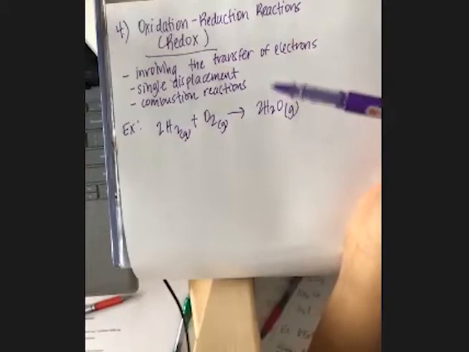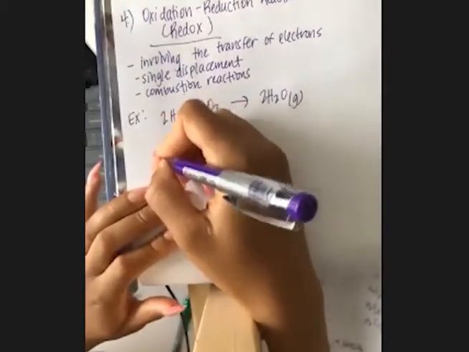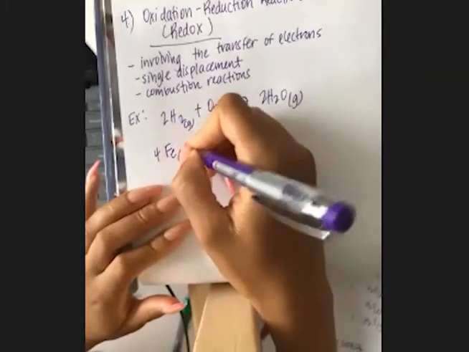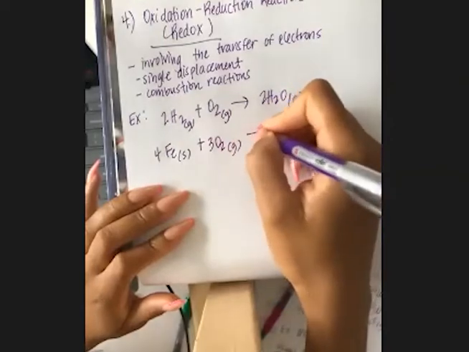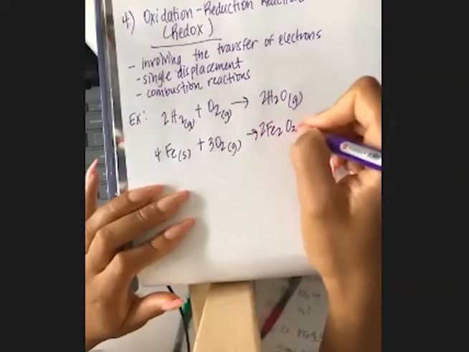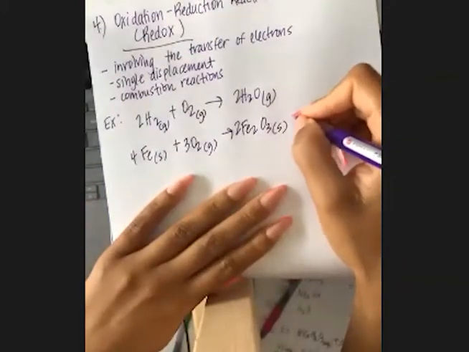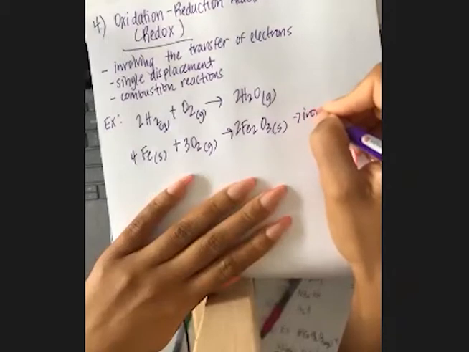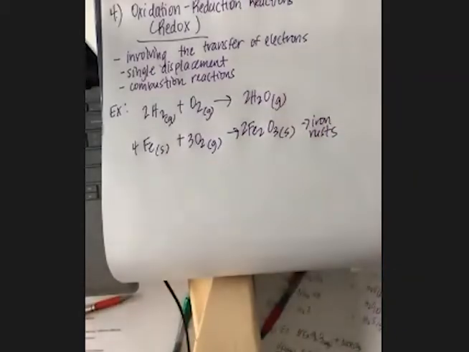Another example of a redox reaction is when you have iron plus oxygen gas. This is considered a redox reaction as well. This is the formation of rust. This is when iron rusts. Basically, you have iron and oxygen coming together to form iron oxide.